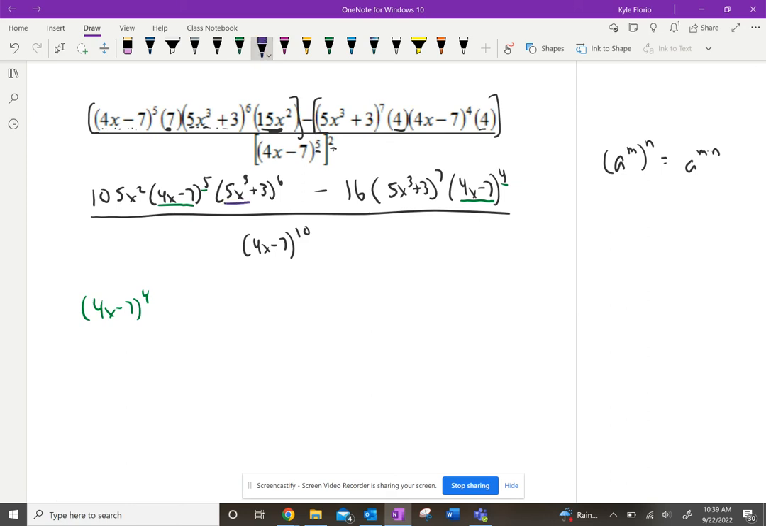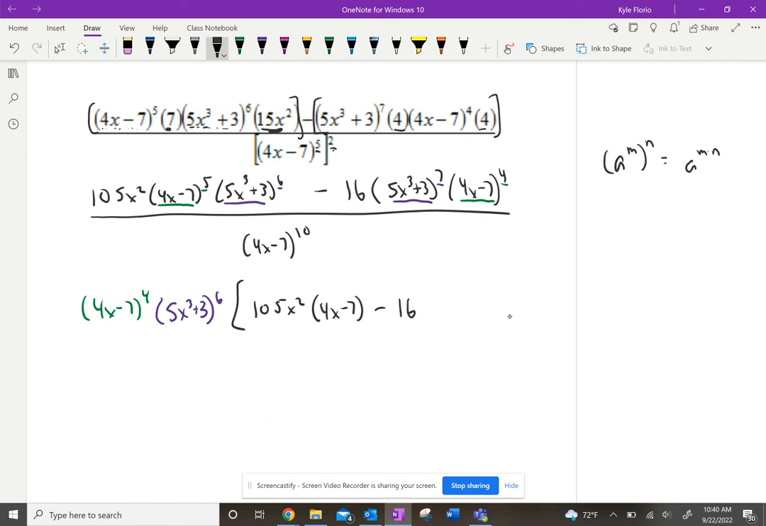And then there's also a 5x cubed plus 3 in both cases. So the 6 is the smaller one. So I can take a 5x cubed plus 3 to the 6 out. And then what's left over? Well, in the first chunk, the 105x squared, I took out 4 of these 4x minus 7 factors, so there's 1 left over. Again, that 1 is not a coincidence. It's going to be like that every time for reasons to be decided later. This 5x cubed plus 3 to the 6, I took out all 6 of those factors, so that's gone. You could think of it as a 1 being there, but we're not going to do that.